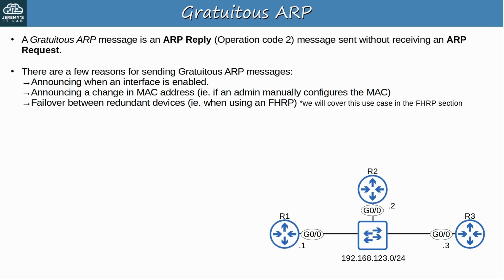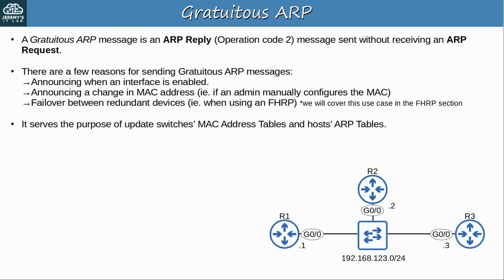And the third reason is during failover between redundant devices. For example, when using a first-hop redundancy protocol like HSRP or VRRP. Note that I will cover this use case in the FHRP section of the course, not this video. So the ultimate purpose of gratuitous ARP is to update switches' MAC address tables and hosts' ARP tables.